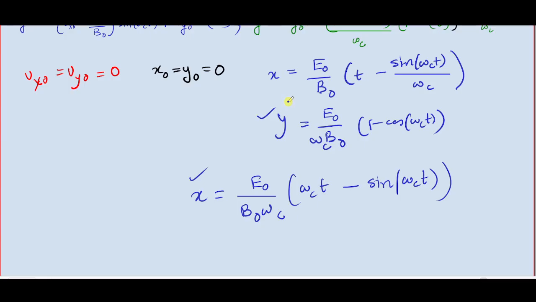So, the path which our particle traces out is actually the path which a point on the circumference of a circle of radius E0 over B0 omega c would trace out if it were moving with an angular velocity omega and rolling without slipping on a horizontal line. So this is our cycloid path. Of course, other features of the motion, like the fact that y is always positive, so goes from 0 to a maximum value, then comes back to 0, etc., can be easily figured out from these expressions.